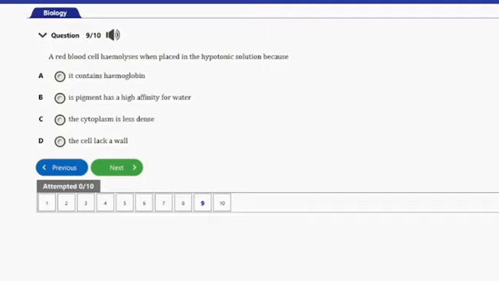The pigment actually has a high affinity for water, and that's as a result of the concentration difference. So as a result of that, water will have to flow from the surrounding environment into the red blood cell and then cause it to burst. So that's it for that question, and option B here is the answer to this question. So let's go ahead and consider the next and the last question.